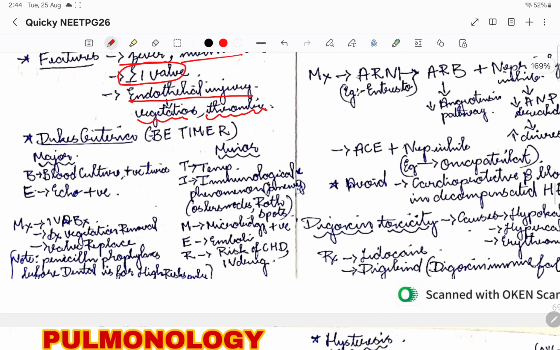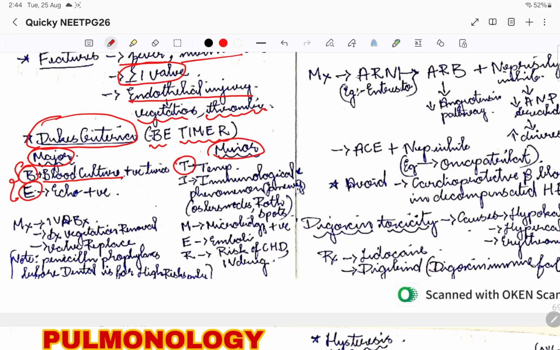So the criteria there was Jones criteria, here it is Duke's criteria. Remember BE TIMER. BE TIMER is the mnemonic, meaning B for blood culture, E for echo. This is the major criteria that should be there. Then coming to minor criteria, TIMER meaning temperature, then immunological phenomenon, for example Janeway lesions, Osler's nodes and Roth spots in the eye, retina. These are the things that should be there with respect to minor criteria.